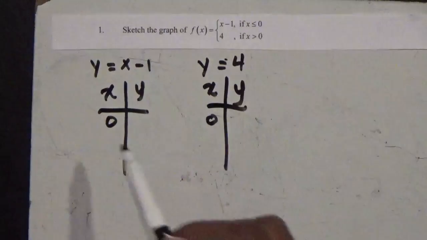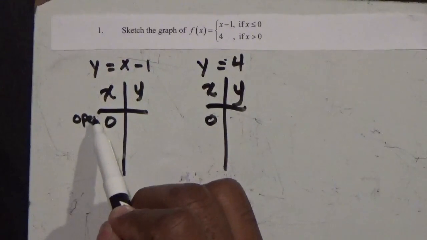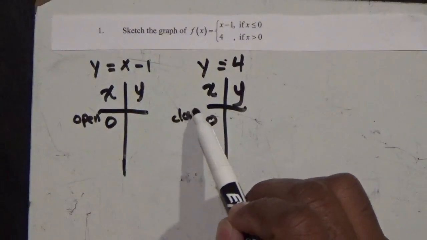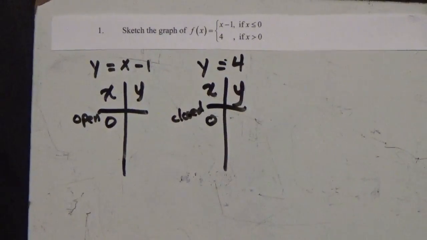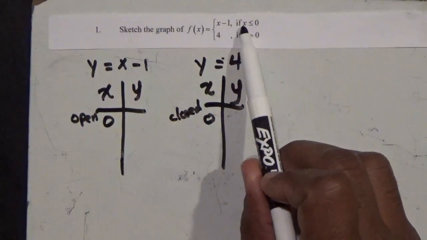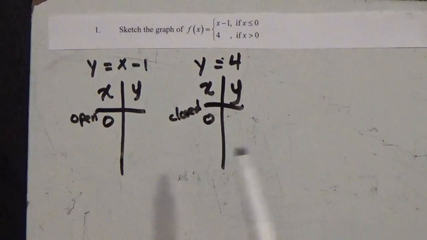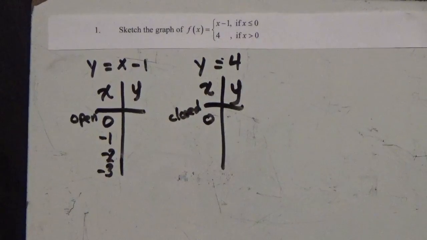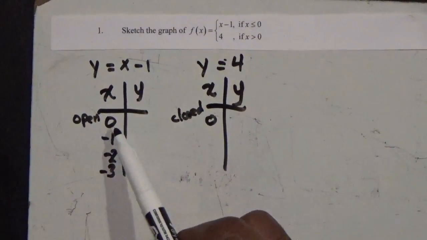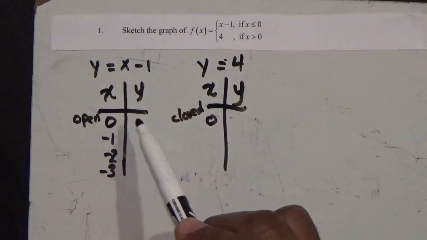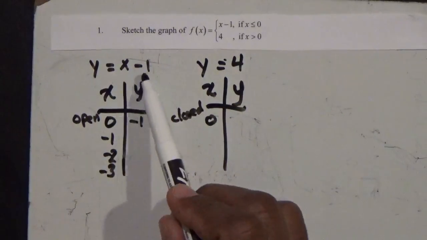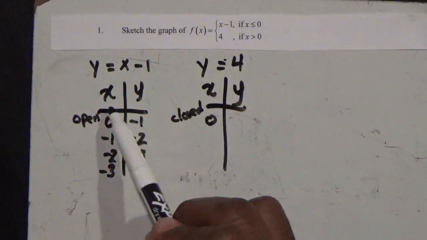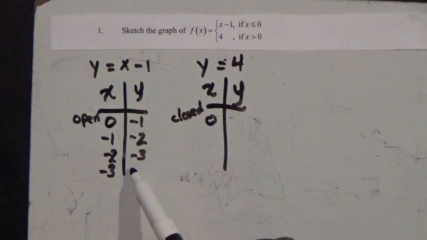The first piece is going to have an open circle, and the second piece is going to have a closed circle. For the first piece we want to find values of x that are less than 0. So we can go -1, -2, why not, -3, and we plug these values into our equation. So 0 minus 1 is -1. -1 minus 1 is -2. Plugging -2 in gives us -3. Plugging -3 into the equation gives us -4.